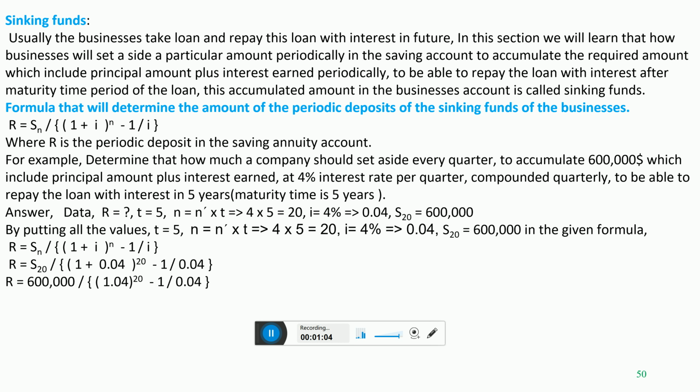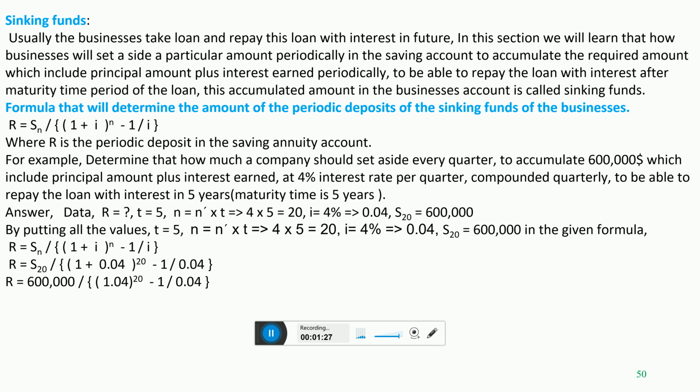So the accumulated amount, that is the sinking fund. And why does the company accumulate this amount? Because the company takes a loan presently, and the company has to repay this loan in the future with interest. That is why the company accumulates this amount in the company saving account.